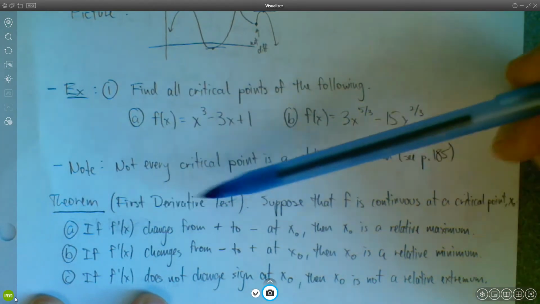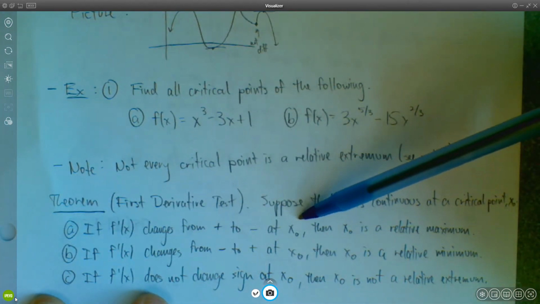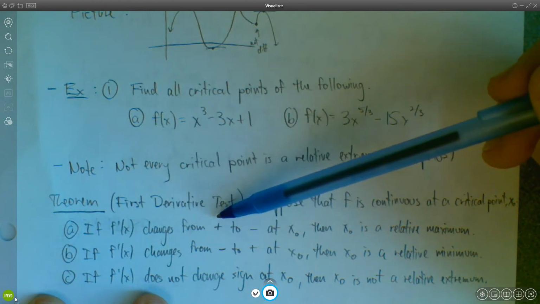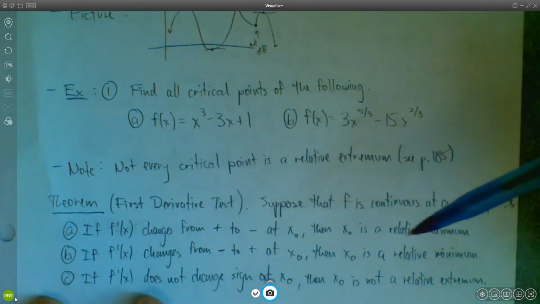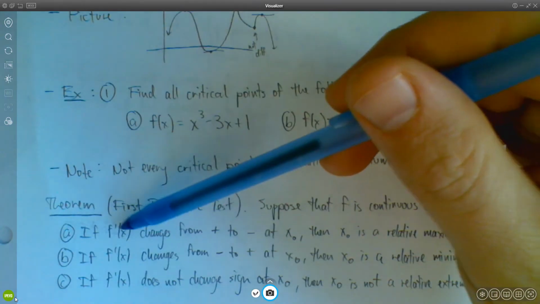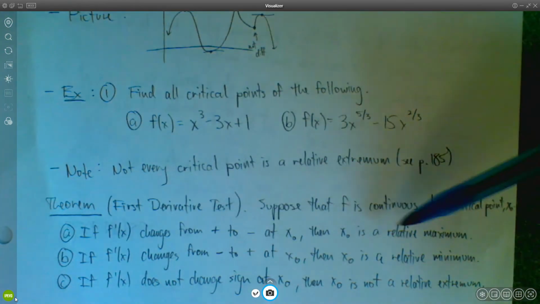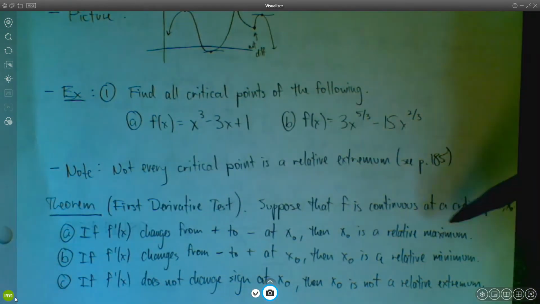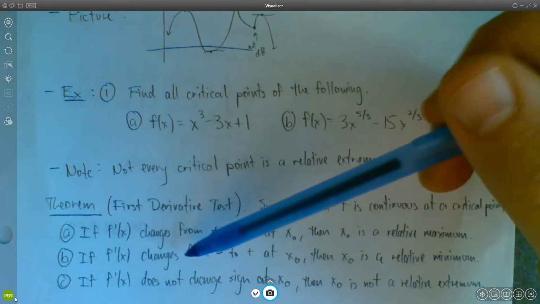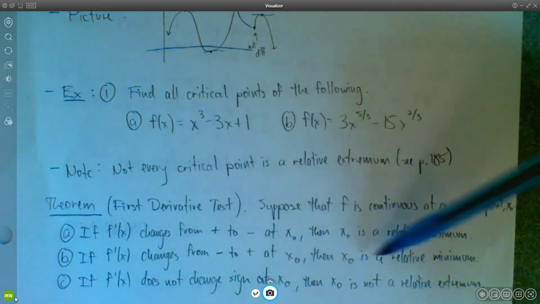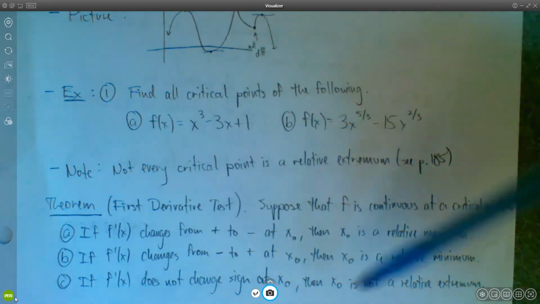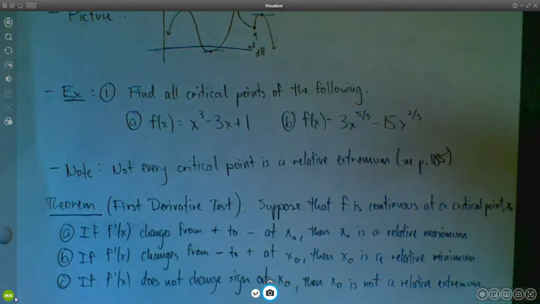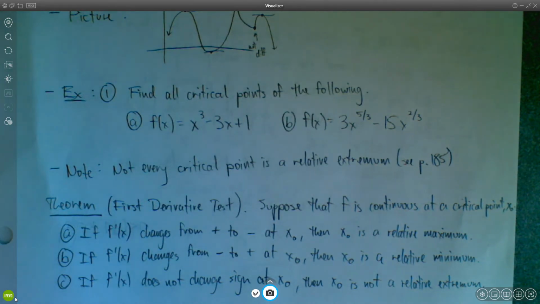If f prime changes from positive to negative at x naught, then x naught is a relative maximum. So if x naught is a critical point and f prime changes sign at x naught, then x naught is a relative maximum. If f prime changes from negative to positive at x naught, then x naught is a relative minimum. And if f prime does not change sign at x naught, then x naught is not a relative extremum. So this is one way to tell where you have relative extrema.